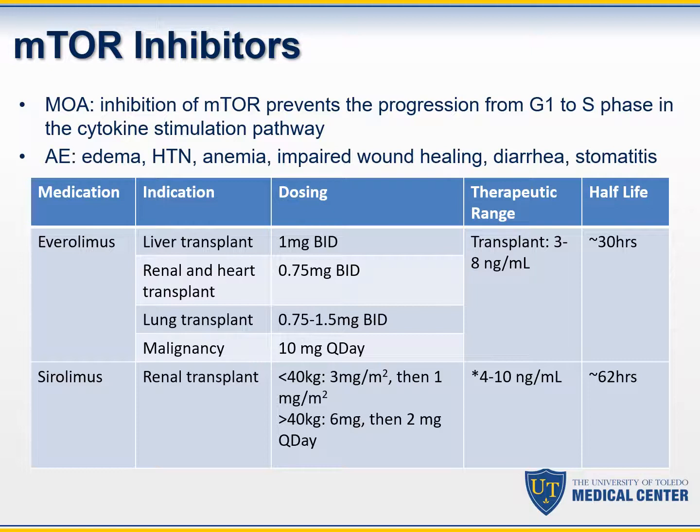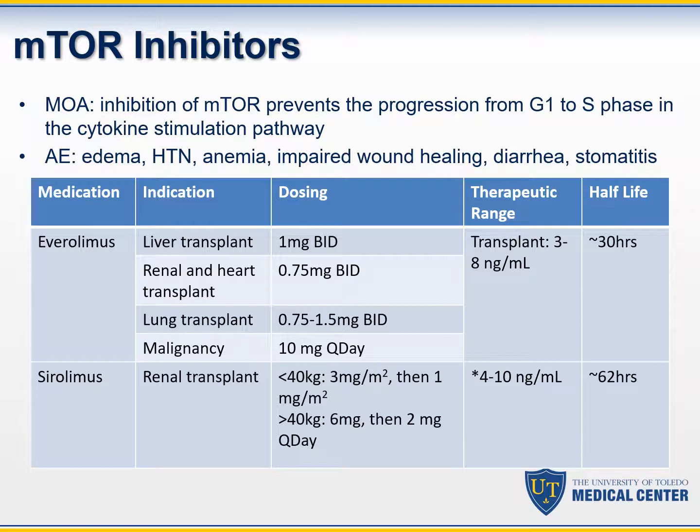As you can see here, everolimus dosing in malignancy is much higher than what you would see in your transplant population. So you just want to make sure that your transplant patients do not have that 10 milligrams a day dosing, and in malignancy they do not titrate to a therapeutic range. So those are some things to keep in mind. The dosing ranges can also vary, just like previously, depending on the medication.